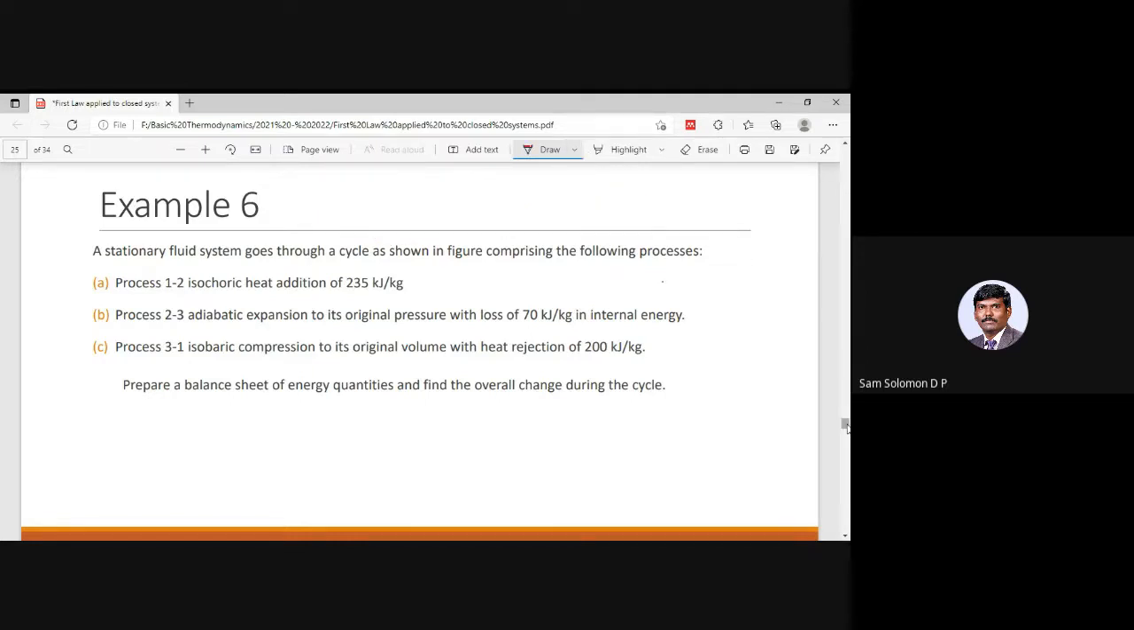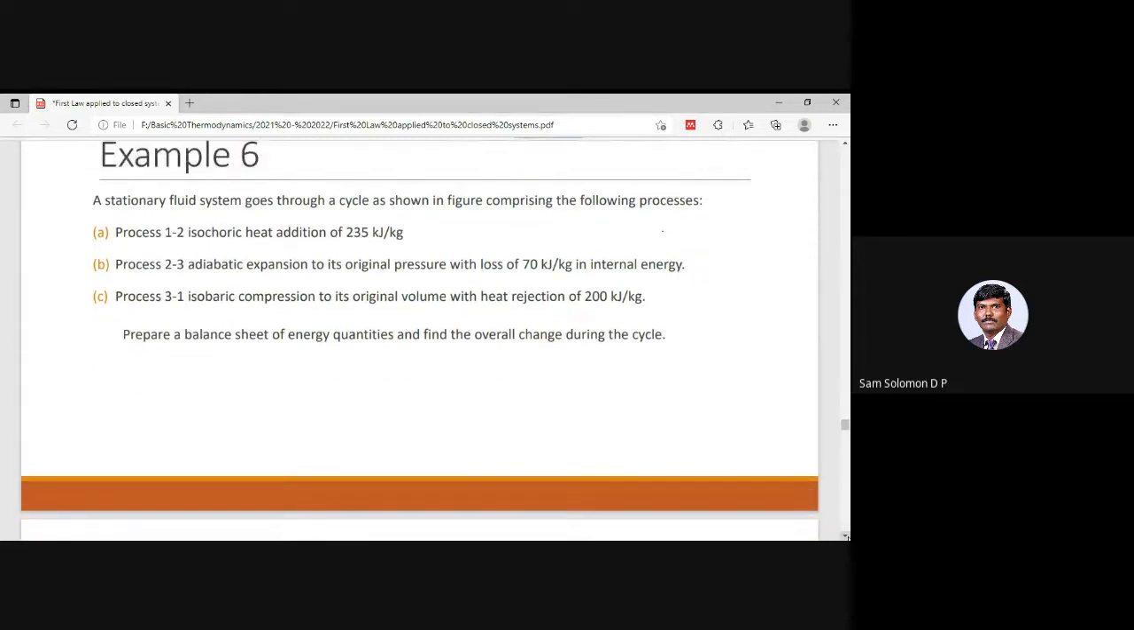And okay, let's come back here. So now we are supposed to form this as a cycle. Process 1, 2 is isochoric heat addition.